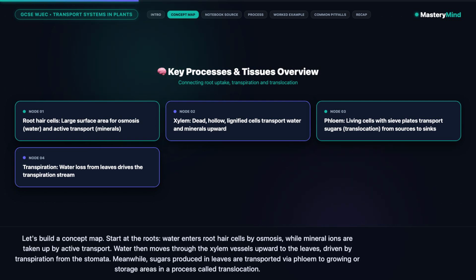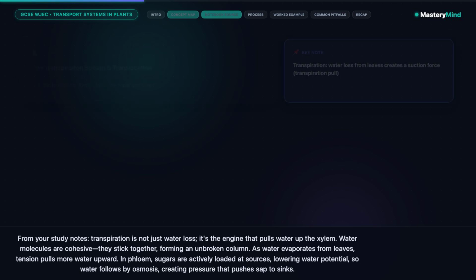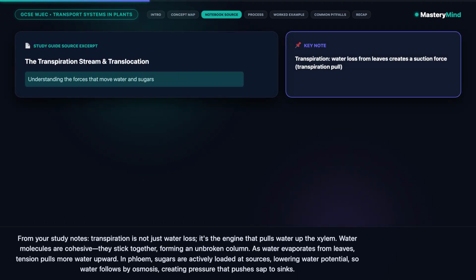From your study notes, transpiration is not just water loss, it's the engine that pulls water up the xylem. Water molecules are cohesive, they stick together, forming an unbroken column. As water evaporates from leaves, tension pulls more water upward.